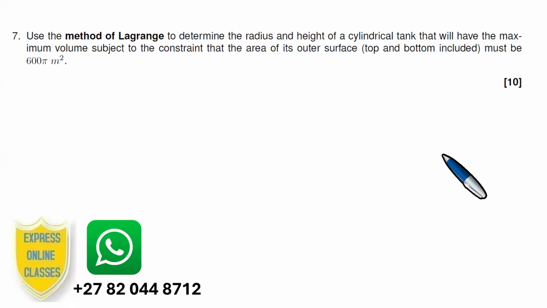Right, so this is something very, very important. So now you realize that you have absolutely no leaks. But the area of its surface, the top and bottom included, must be 600 pi square meters.